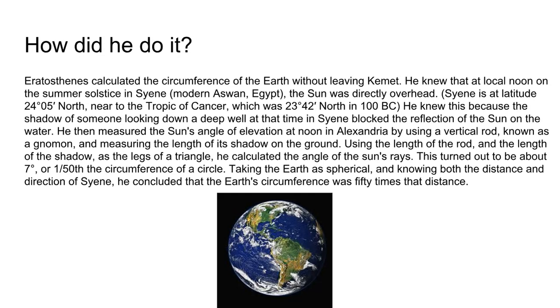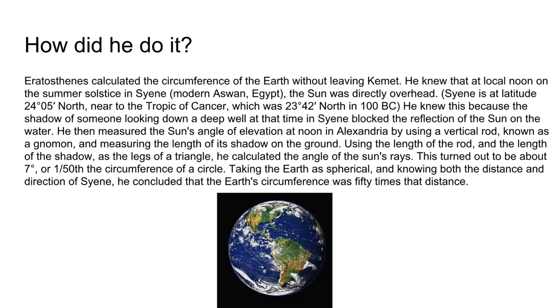He knew this because the shadow of someone looking down a deep well at the time in Cian blocked the reflection of the sun on the water. He then measured the sun's angle of elevation at noon in Alexandria by using a vertical rod, known as a gnomon, and measuring the length of its shadow on the ground.